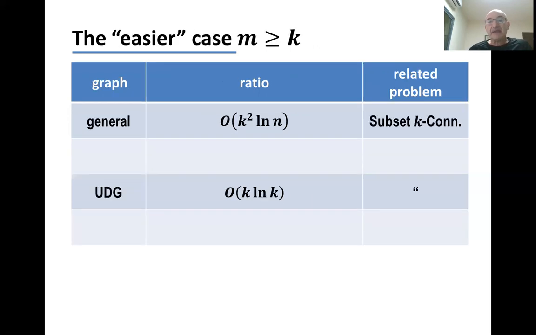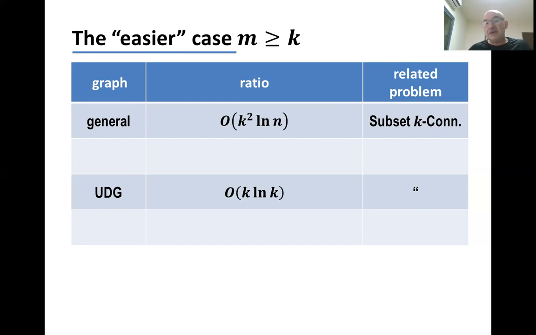What happens when M is larger than K? Then we have fairly good ratios. We have a ratio O(K squared ln n) in general graphs, and we have a ratio of order K ln K in unit-disk graphs. So the ratio in general graphs, for any constant K, is actually just ln n, which kind of matches the case that we already know, K equals 1. Also the best ratio is ln n.